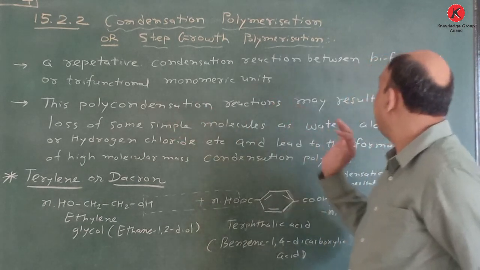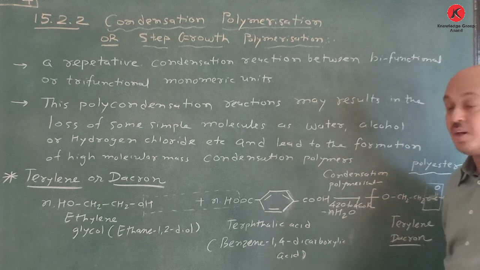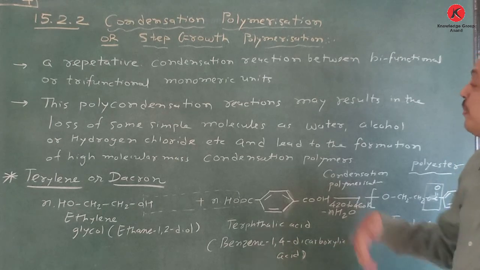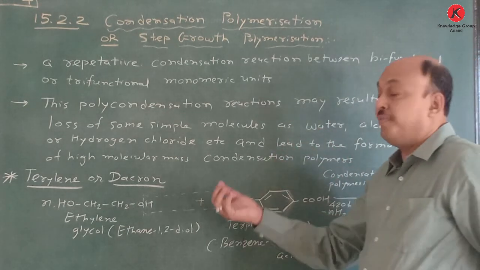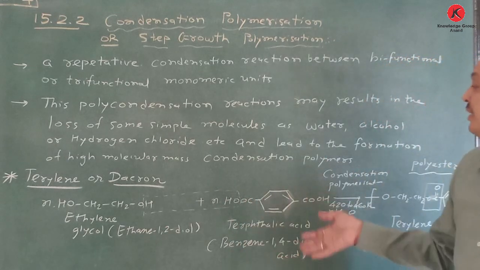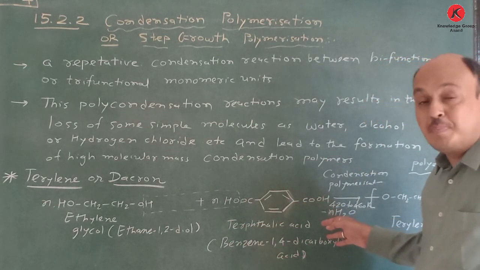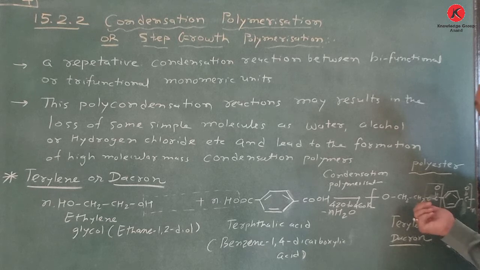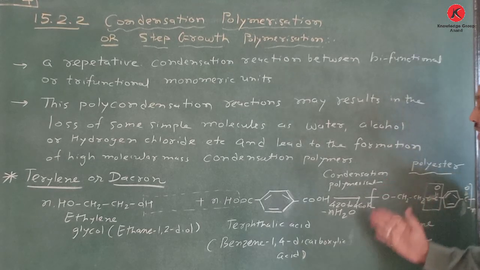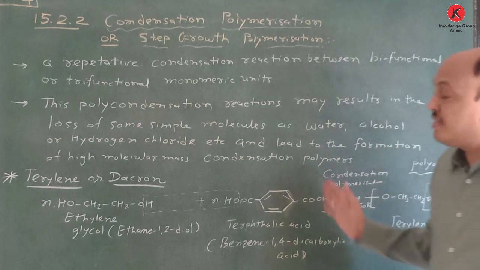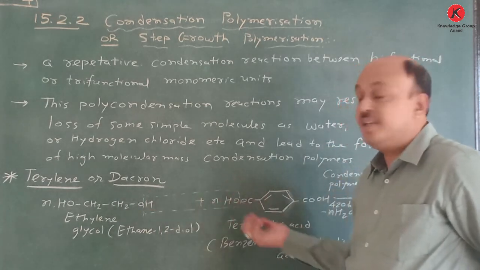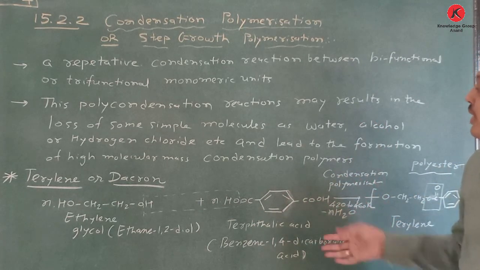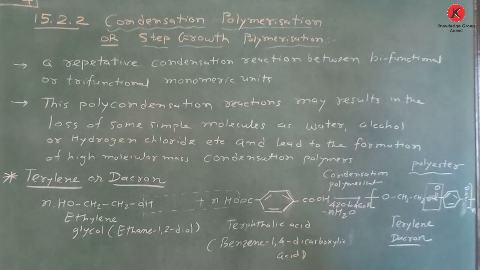These polycondensation reactions may result in some loss of small molecules. Here you see a water molecule is lost, in some other example alcohol is lost, in some other example hydrogen chloride is lost. So when this type of simple molecules are lost, they are condensed. That means they remove certain simple molecules and are joined with the help of certain functional groups, bifunctional or trifunctional. That is nothing but condensation polymers or step growth. Here no chain is involved. Here there are steps, and that's why it is considered step growth polymerization. Okay, so make a note of this, make a screenshot.